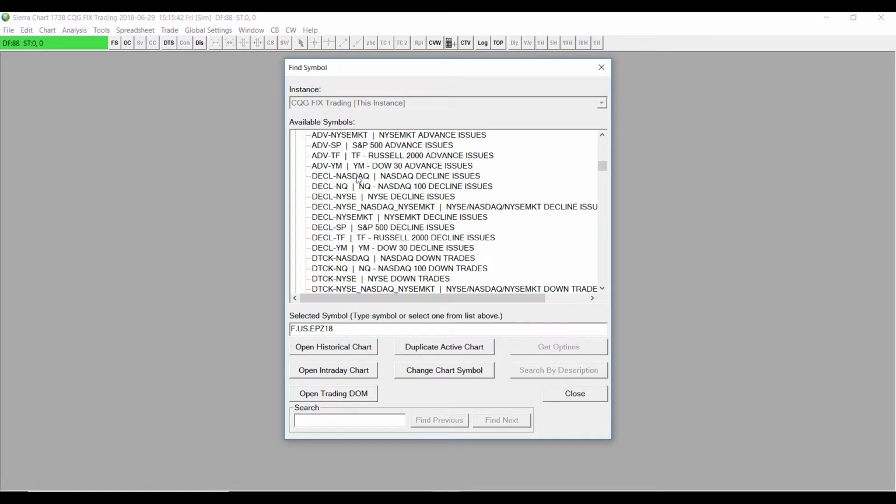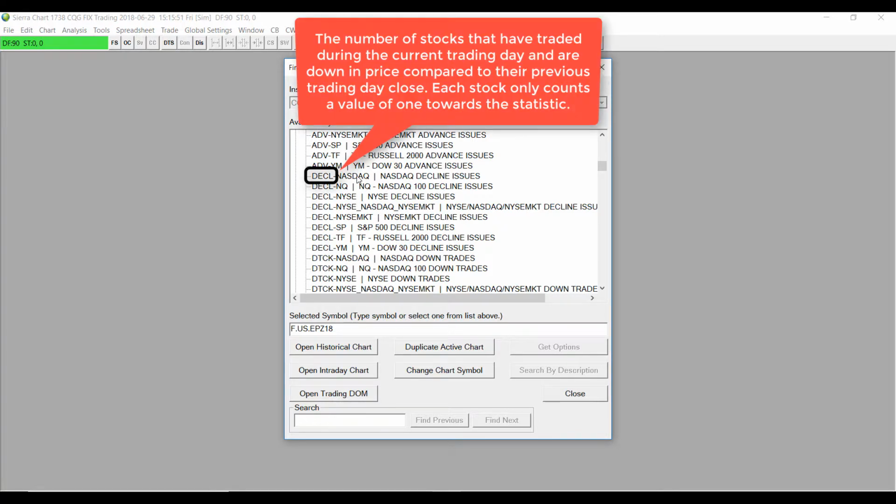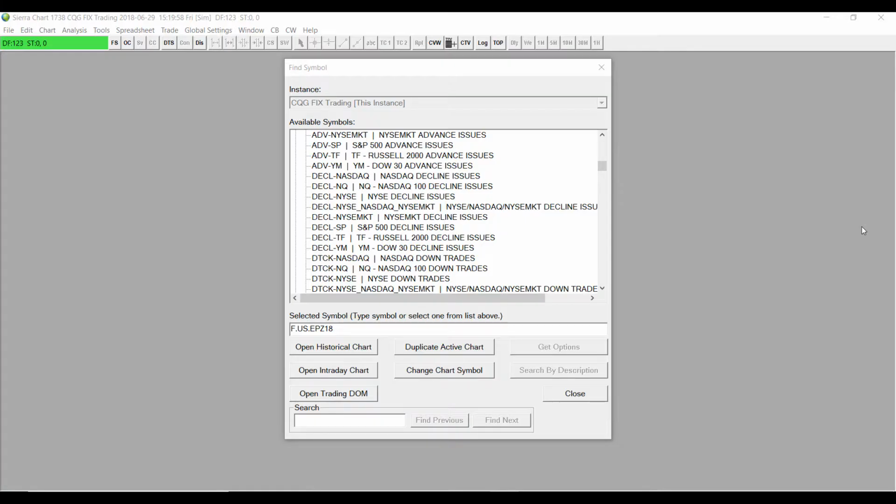Now the decline line is pretty much the same exact thing as the advanced line, but this time it is based off of prices that are going down in the market. So, formally, the definition is the number of stocks that have been traded during the current trading day and are down in price compared to their previous trading day close. Each stock only counts a value of 1 towards the statistic. Now that we've got that out of the way, next up in our list is the D-Tick.